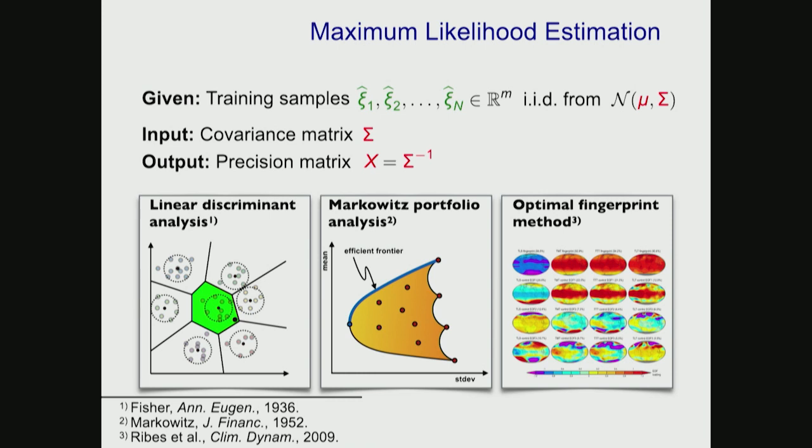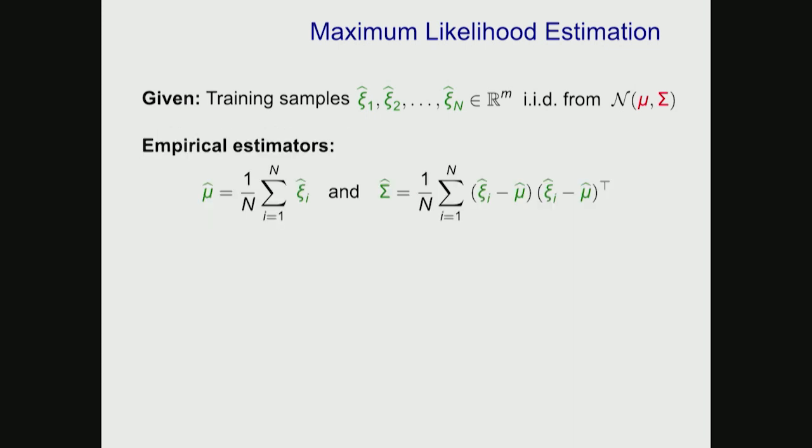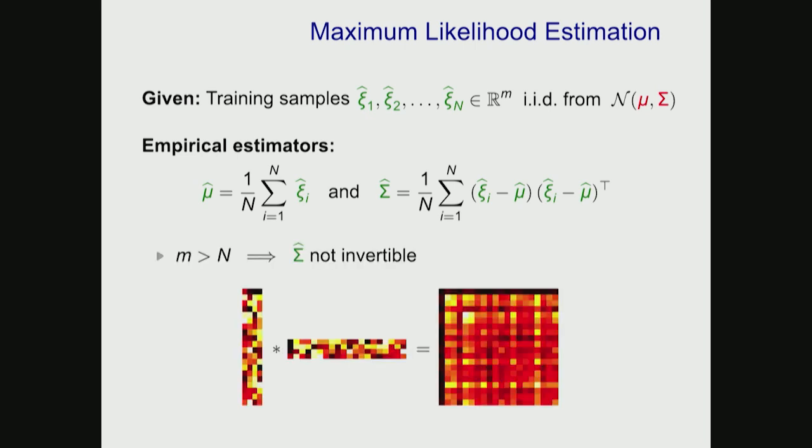So we should be interested in estimating the precision matrix as much as we should be interested in estimating the covariance matrix. Now, the simplest estimators for mu and sigma are the sample mean and the sample covariance matrix, which are just the actual mean and covariance matrix with respect to the empirical distribution. But of course, this doesn't work very well in the case of high-dimensional data, when the dimension m exceeds the number of training samples. As the sample covariance matrix is just a sum of n rank 1 matrices, it cannot be invertible in the case when m exceeds n. So that means in a situation of high-dimensional data, we would not have a precision matrix estimator.